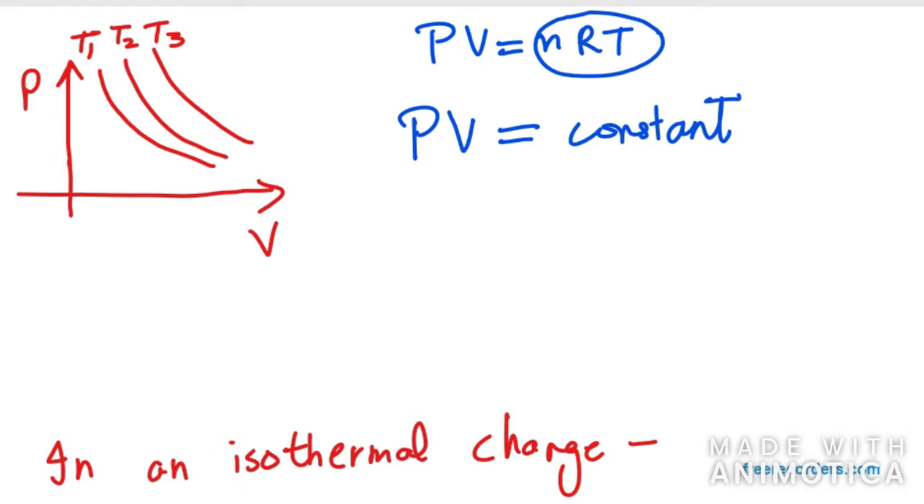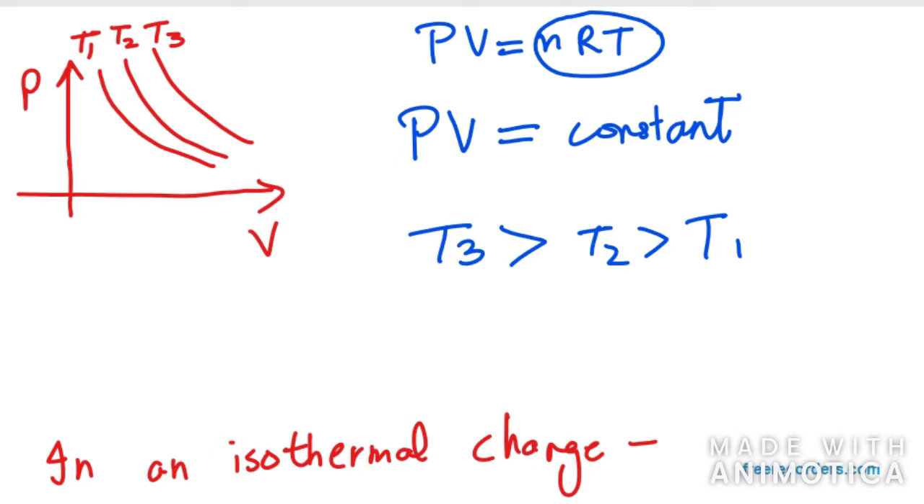Now, as you can see, I have drawn three curves here which are at different temperatures. One is at T1, one is at T2 and one is at T3. It is in the order T3 is greater than T2 is greater than T1. That means if the temperature is more, the curve will be away from the PV axes, and if the temperature is less, it will be closer to them.